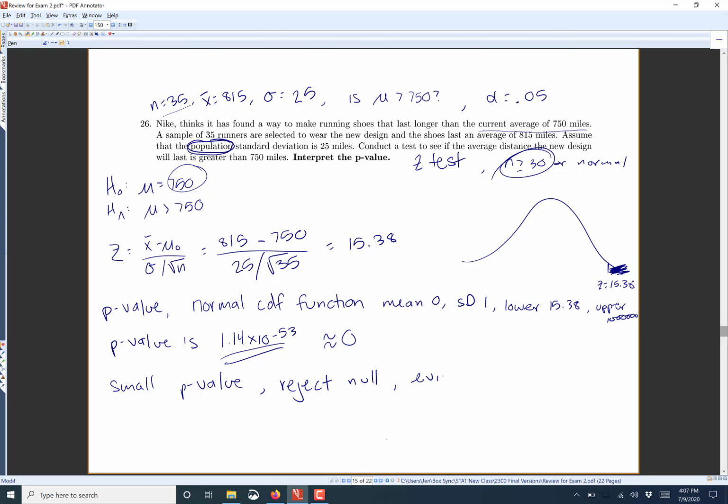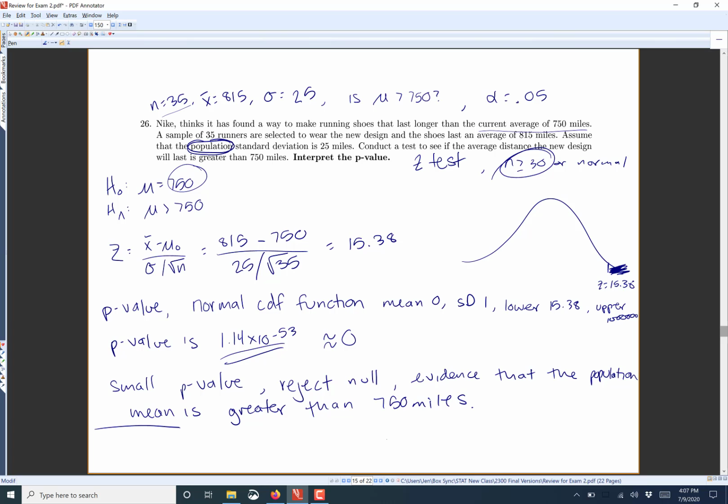So in our case, we have evidence that the population mean is greater than 750 miles.